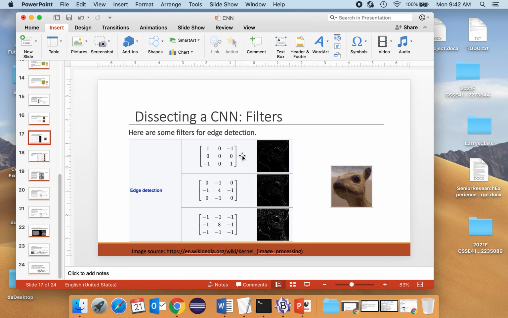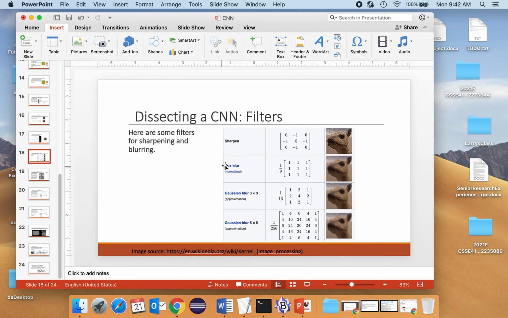But there are other filters. So we might use a filter for edge detection. It's a little bit hard to see. If you want to see the original, go to this Wikipedia link over here. So here's the matrix that we would use to multiply this original image to get to this. Here you can tell the outline a little bit better than over here. Here's some other ones. We can sharpen something, we can blur it, all sorts of filters that we might be interested in using.